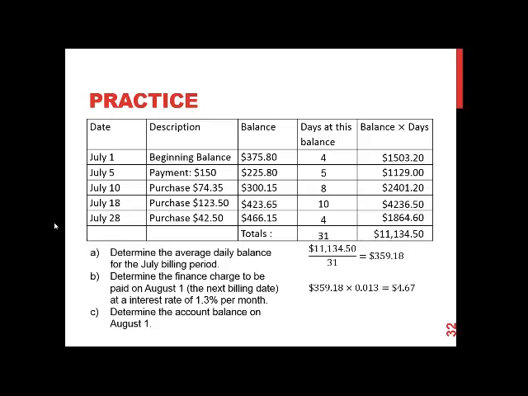Determine the account balance on August 1st. Now we may be tempted to add $4.67 to the $359.18, but $359.18 was not our most recent balance. Our most recent balance was $466.15. So we're going to have to add the 4.67 to the 466.15, and that gives us an account balance of $470.82.